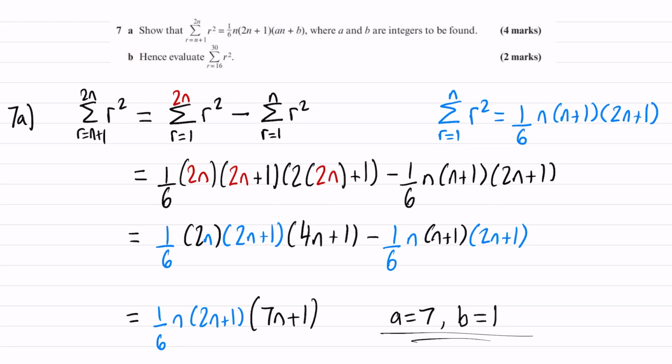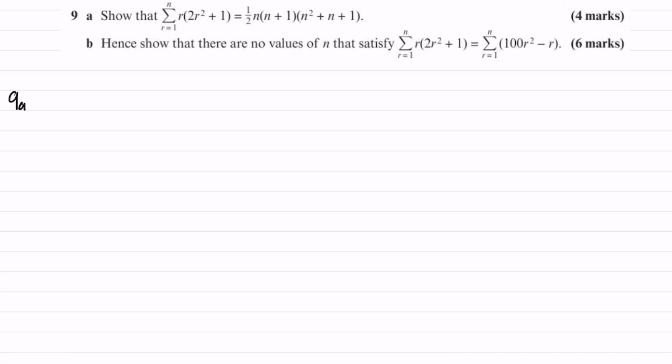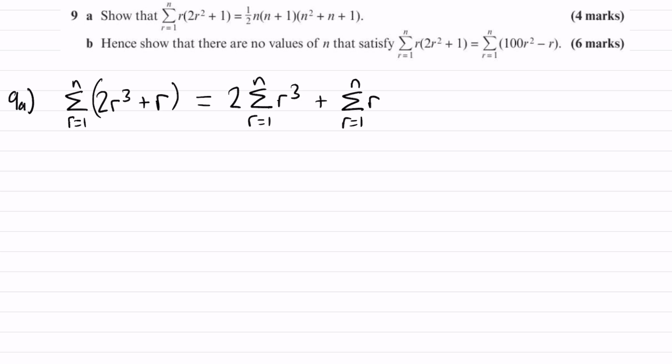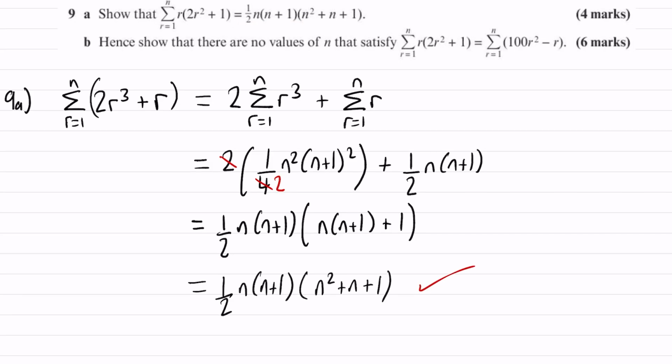Part b is very easy. We can clearly see in this case n is 15, and then we just sub that in and put it in our calc. Alright, let's rapid fire part A here because it's pretty similar to what we've done before. Expand this bracket, now we can use linearity, use our identities, factor out half n plus 1 and simplify this bracket, and boom, easy 4 marks.